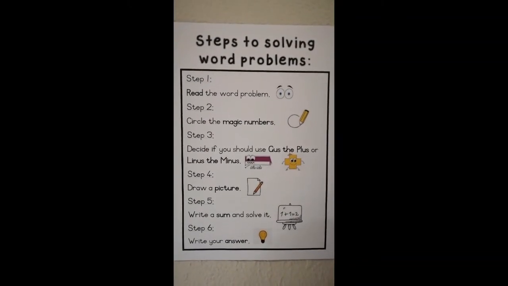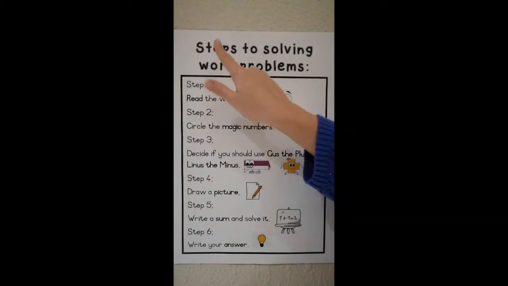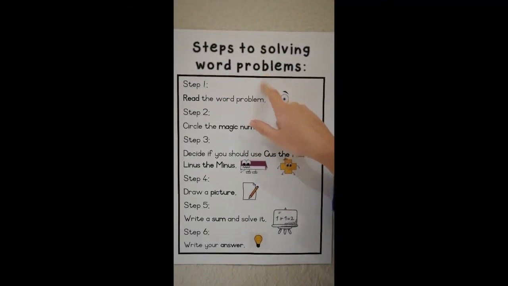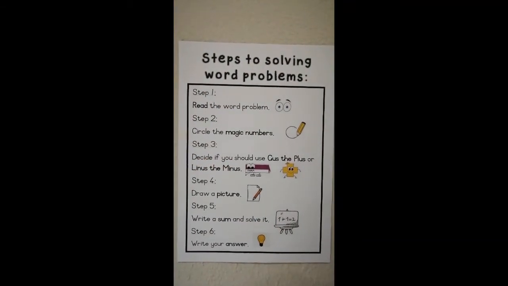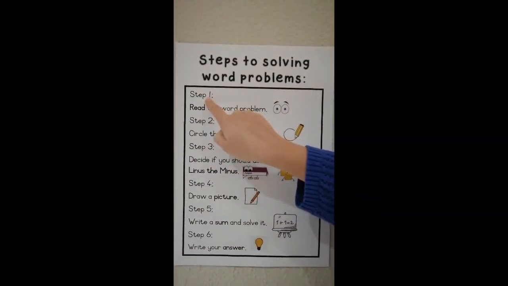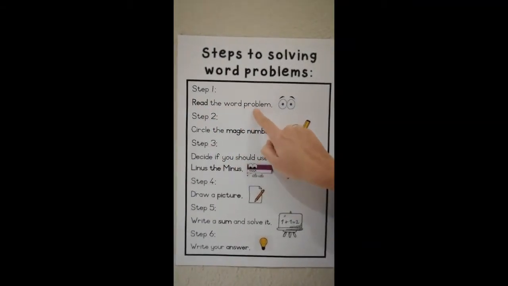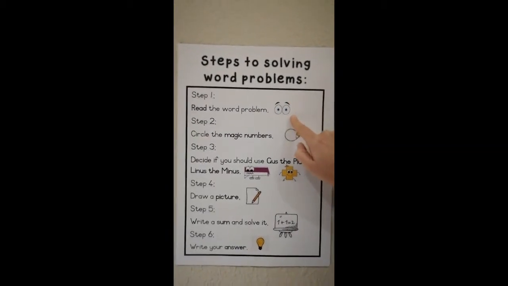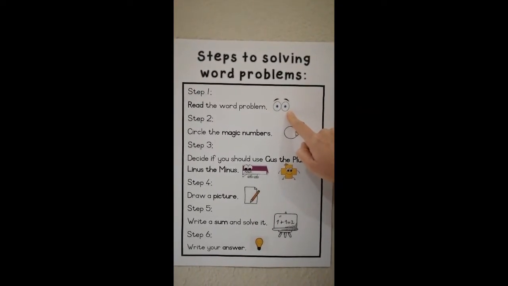Now, over here, I have a poster on my wall. And this poster says at the top, Steps to Solving Word Problems. Now, remember I said to you, there are 6 steps that we need to solve these word problems. And we are going to go through them each one at a time. Let's have a look at step number 1. Step number 1 says, read the word problem. And I have a picture of 2 little eyes here to remind us that when we read the word problem, we need to read it carefully and listen carefully as well.